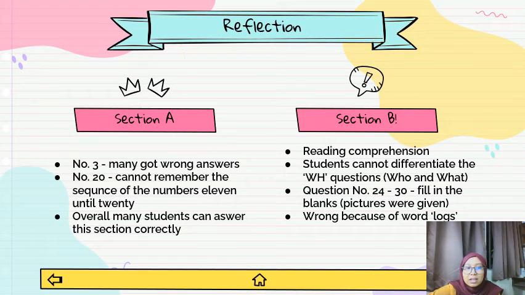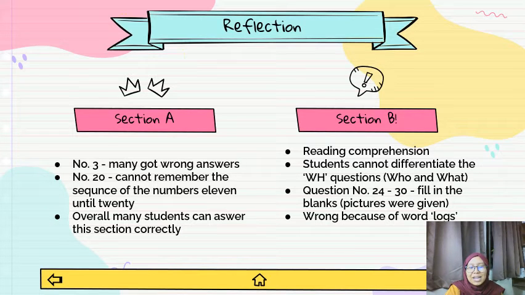And then next, the second point, for number 20, the students got wrong answers too. Many of them got wrong answers because they cannot remember the sequence of the numbers from 11 until 20. Actually, they already learned numbers from 1 until 20, but they learned them separately: from 1 until 10 they learned in topic 1, but for 11 until 20 they learned in the latest topic, which is topic 4, lunchtime, if I'm not mistaken.